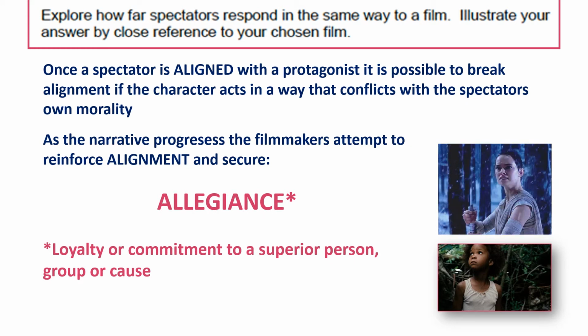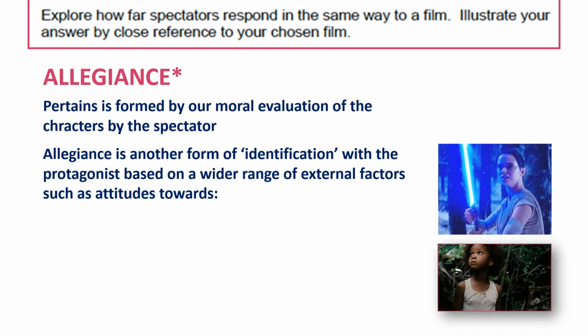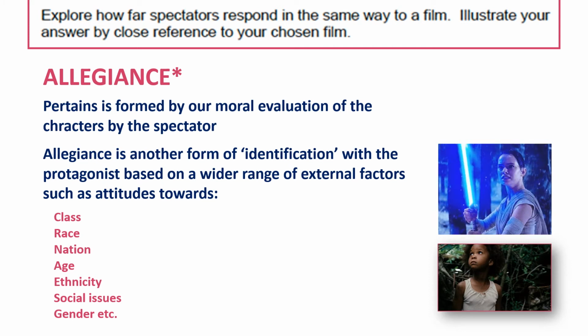And what happens then is that over the course of the narrative, the more decisions the character makes that we agree with, and the more we align with the character, we become loyal to that character basically, and we give them allegiance. And the idea is that you as a spectator are connected emotionally, ideologically with the character, and it's harder to break that as the film goes on. So allegiance pertains to our moral evaluation of the characters, and it's another form of identification, but this time it goes a little bit deeper, and it can be driven by a wide range of factors such as class, race, nation, age, ethnicity, social issues, gender.